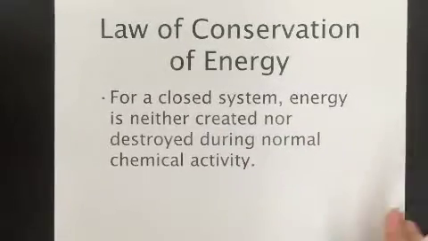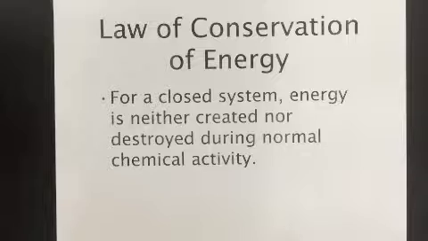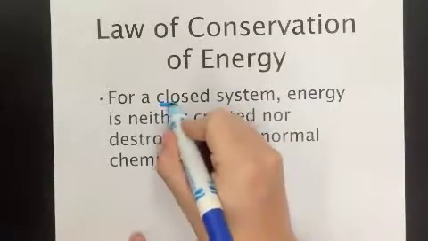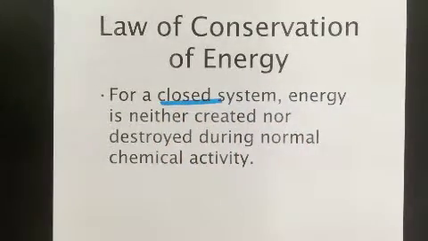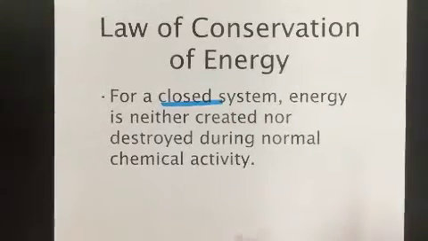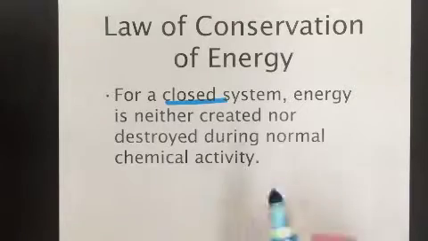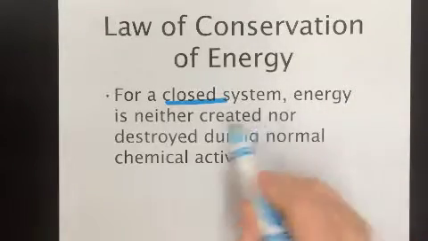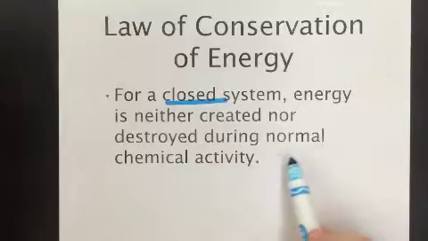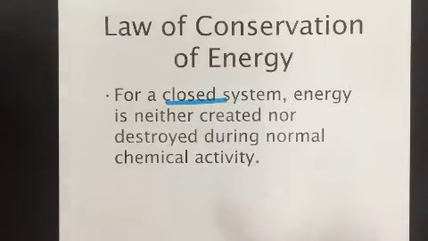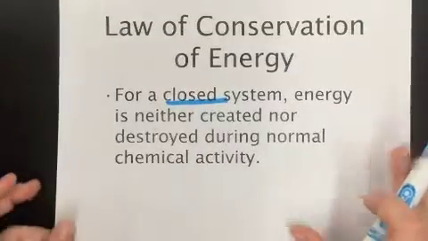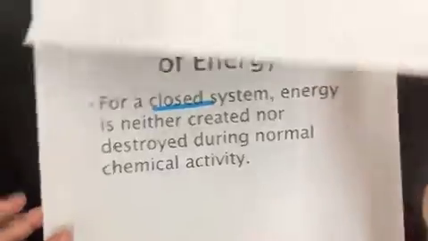Another definition is the law of conservation of energy. We've seen one very similar to this in the past. We've seen the law of conservation of mass. It's the exact same concept, but in this case, it has to be in a closed system, because remember, if it's in an open system, energy is declining because of entropy. So in a closed system, meaning nothing can get in or out, energy is neither created nor destroyed during normal chemical activity. So whatever energy you start with is what you have to end with.